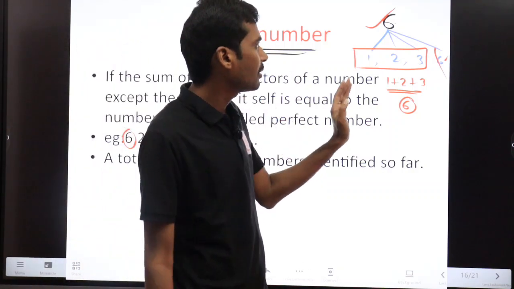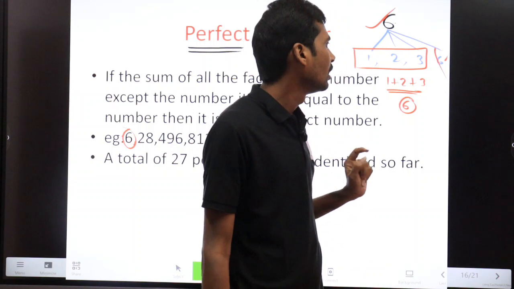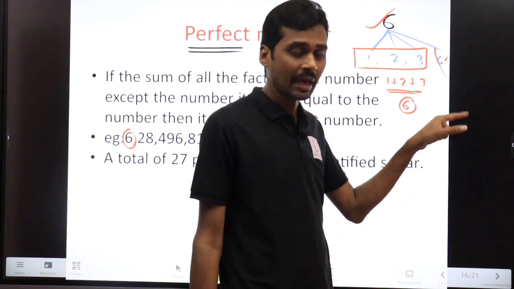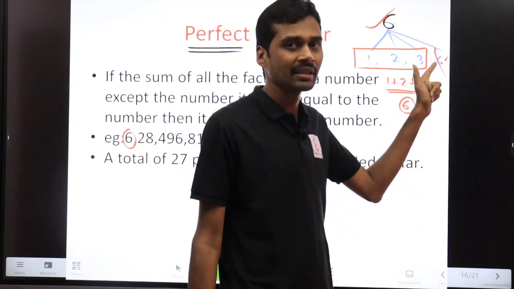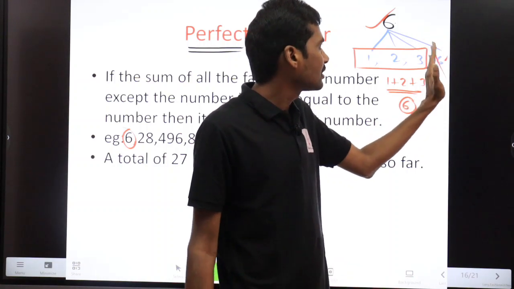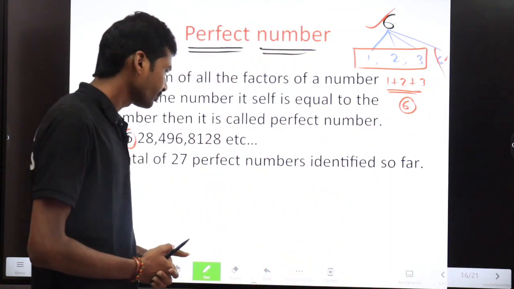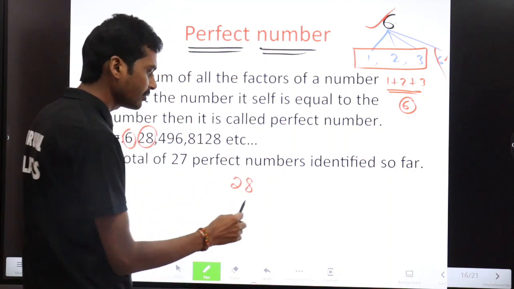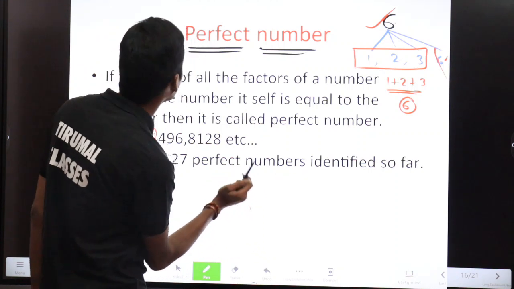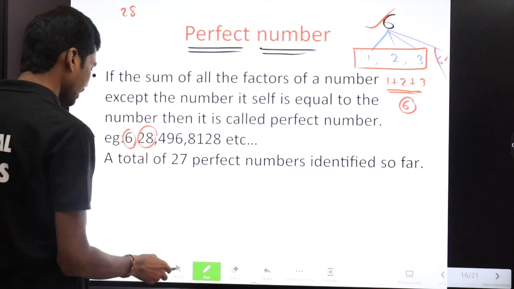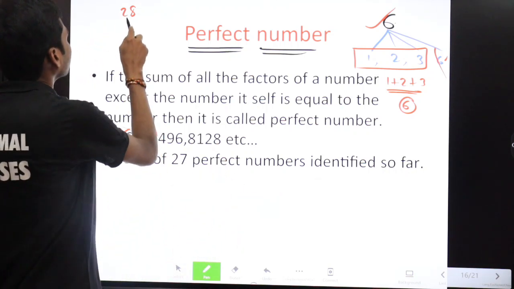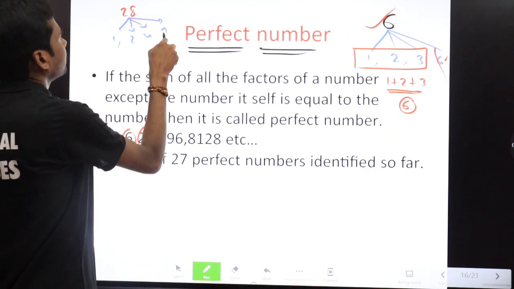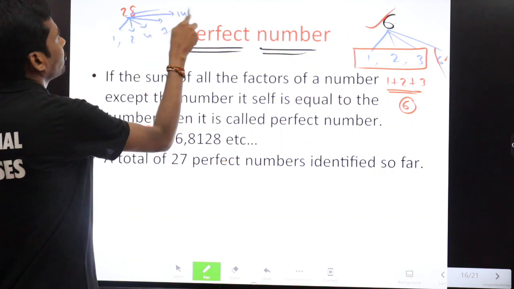Take the example of 6: the factors are 1, 2, 3 and 6. The sum of 1 plus 2 plus 3 is 6. You don't add the number itself again; except that number, the sum of the remaining factors is equal to 6. Also suppose I take 28. What are the factors of 28? I'll write it here. The factors of 28 are 1, 2, 4, 7, 14 and 28.